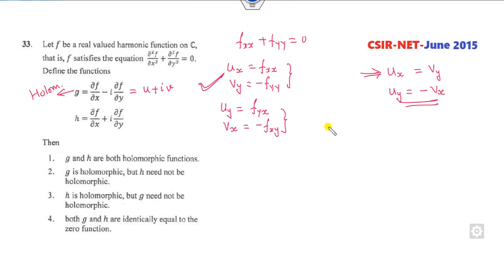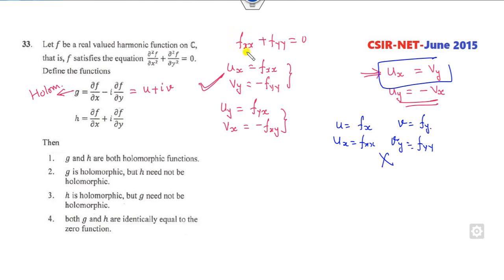Look at the h. If I consider this is my h, this is similar to this, only for the negative sign. So if you consider this as ux, this is fxx, this is vy is fyy. Clearly it says that this property is not satisfied because the sum is 0, not the difference. So this is not holomorphic. So G is holomorphic, H need not be holomorphic, and the rest of the options are cancelled.